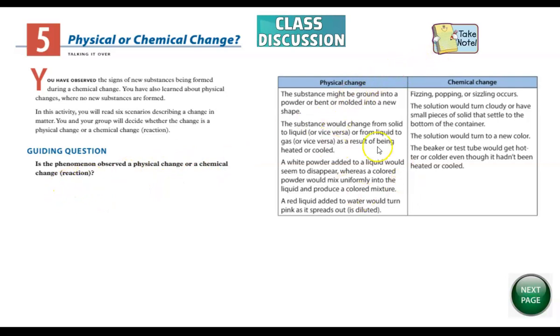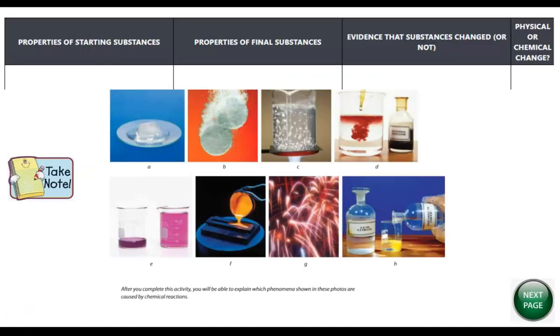So we will add this to our notes, the identifiers for a physical change and identifiers for a chemical change. This will be a visual example so students can have it in their notes to fall back on and rely on when studying for the test or a quiz. We will discuss properties of starting substances, properties of final substances, along with evidence that substances have changed or not, and what physical or chemical changes we have observed.